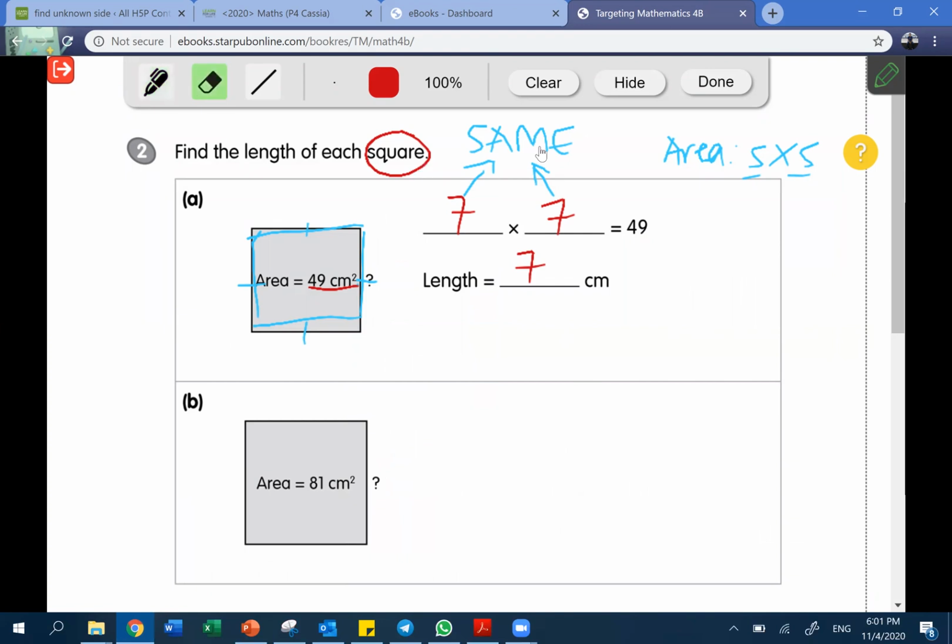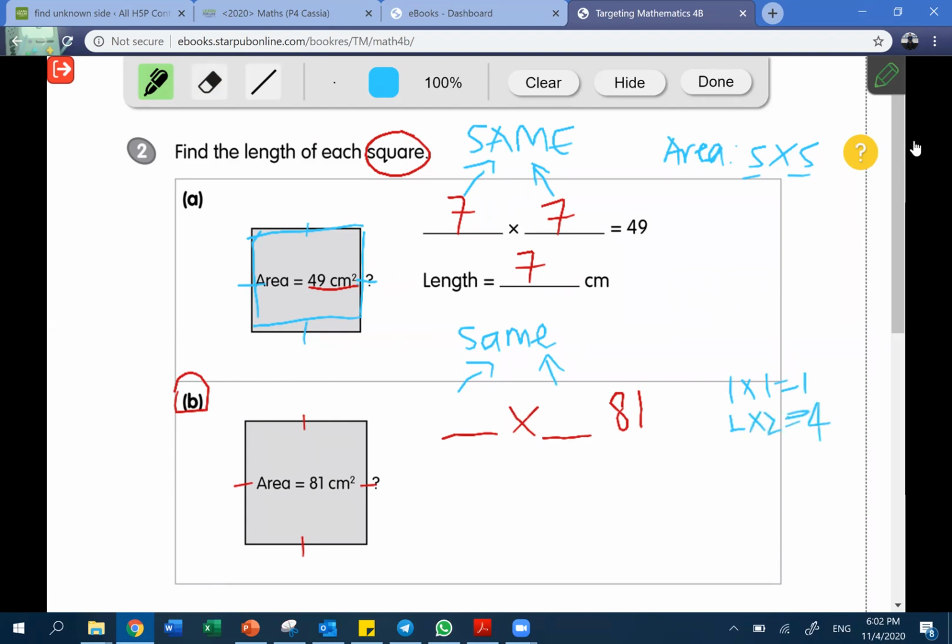Now let's move on to question B. I'm here now. Question B. Now this is a square, so all four sides are the same length. Let's write out what times what will give us 81 when these two numbers are the same number. Okay, can you think? Is it 1 times 1 equals 1? No. 2 times 2 equals to 4. So it's not.